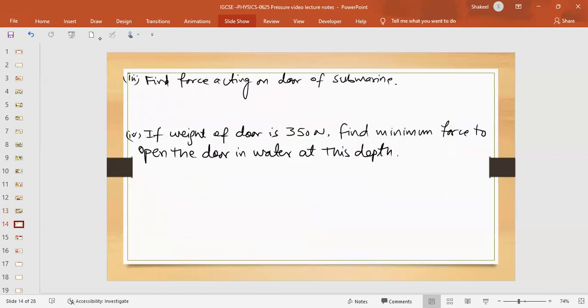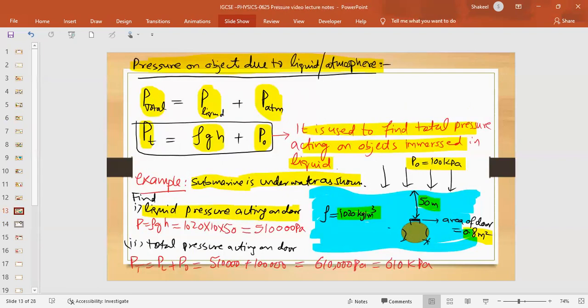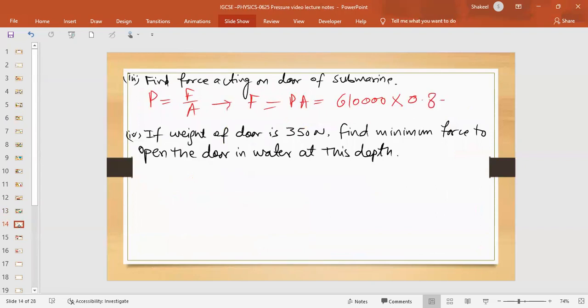The next question is to find the force acting on the door. You know that pressure is force over area. So force is pressure times area. As the total pressure is 610,000 Pascal and the area is 0.8, just multiply them together and you'll get the answer in Newton. This is 488 kilonewton. So 488 kilonewton force is acting on the door.